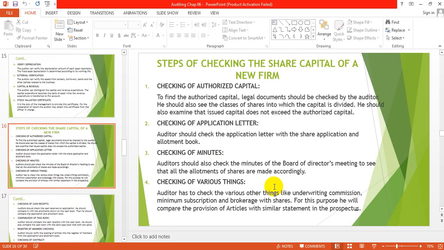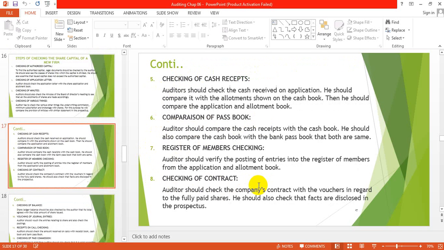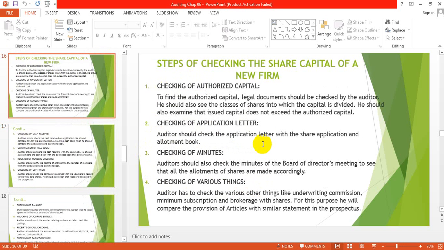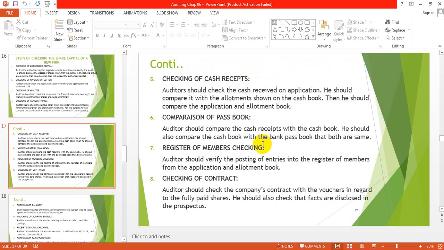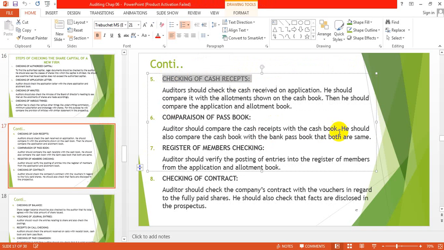Then after that, we discussed steps of checking the share capital of a new firm. In that, we discussed checking of authorized capital, checking of application letter, checking of minutes, and checking of various other things. Today, we are going to discuss the next step in checking the share capital of a new firm. The fifth one is checking of cash receipts.